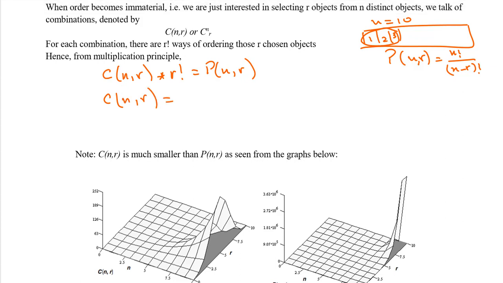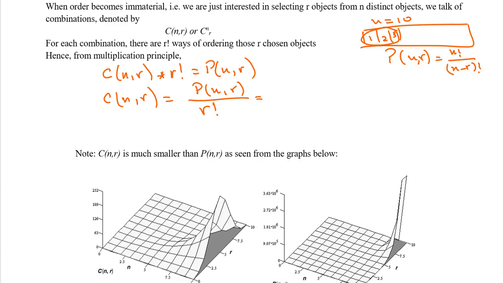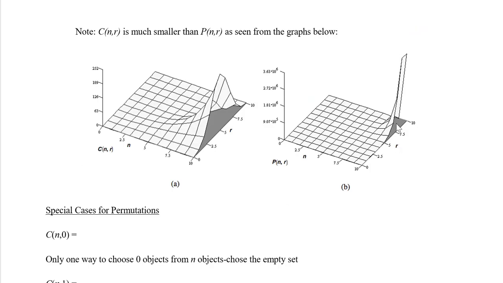So the number of combinations is a lot smaller because we have to divide by r factorial. Permutation divided by r factorial gives us a combination, or I could say this is n factorial divided by r factorial times n minus r factorial. And this is the formula for combination as long as r is between 0 and n.